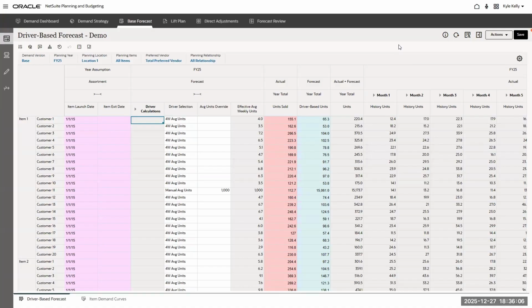This is an example of a demand planning view in DemandSync, running directly in NetSuite Planning and Budgeting. Planners are working in a single grid where historical demand, forecasted units, and driver-based logic are all visible together. Different forecasting approaches can be applied by item or customer, whether that's rolling averages, manual inputs, or other drivers, without breaking the structure of the plan. And because history and forecast live in the same view, planners can evaluate trends, make adjustments, and model scenarios without jumping between tools.